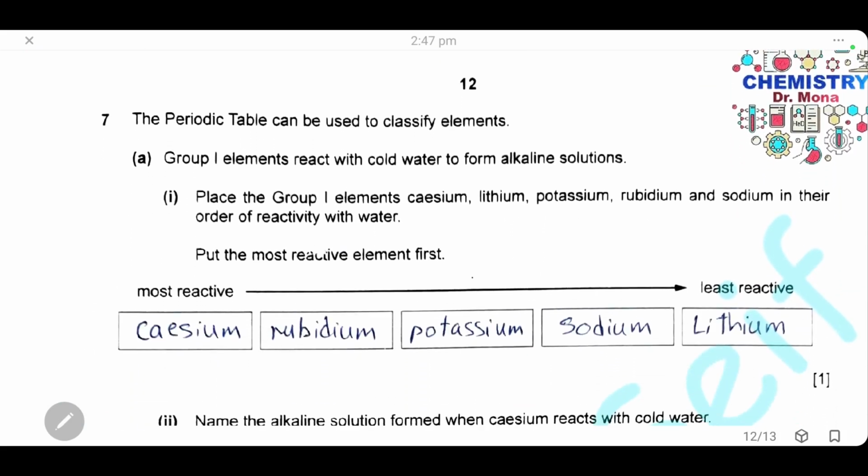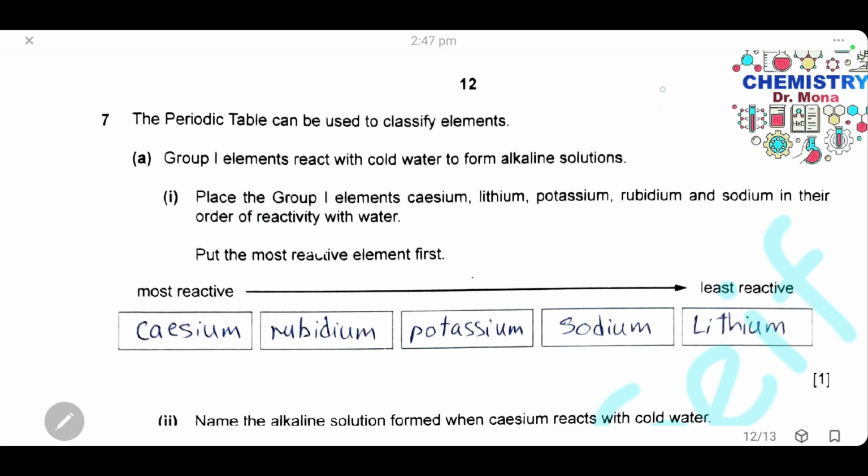Question 7. The periodic table can be used to classify elements. Group 1 elements react with cold water to form alkaline solution. Here are group 1 elements. Put them in order according to the most reactive here on the left side and the least reactive here.